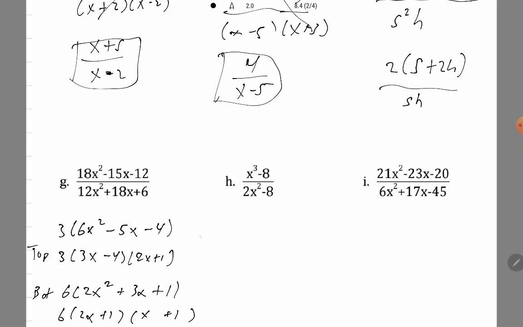So I'm going to rewrite that really quick. 3x minus 4, 2x plus 1, 6, 2x plus 1, x plus 1. Those two will cancel. And then 3 will become 1, and that'll become 2. So I'm left with 3x minus 4 up top over 2 times 2x plus 1 on the bottom.